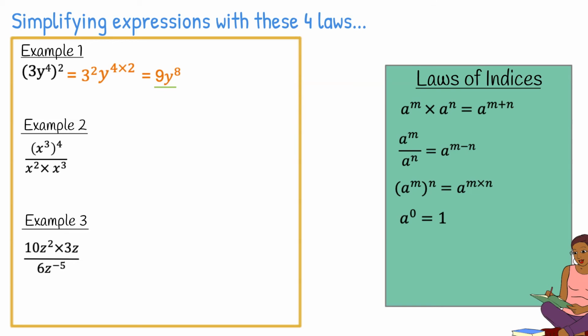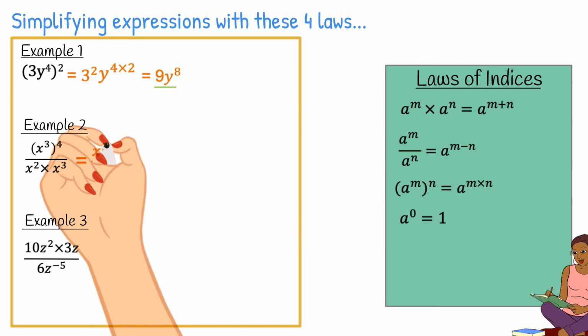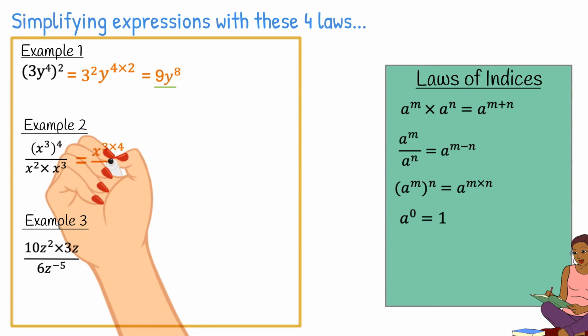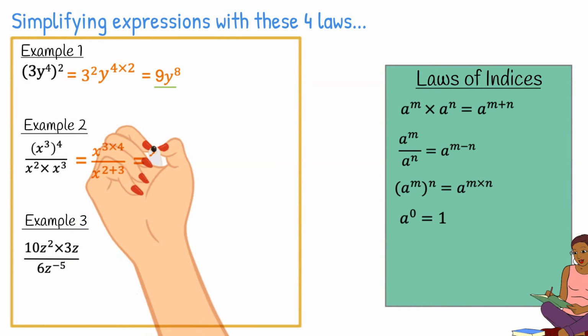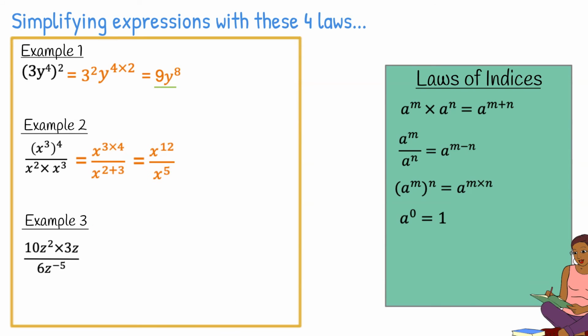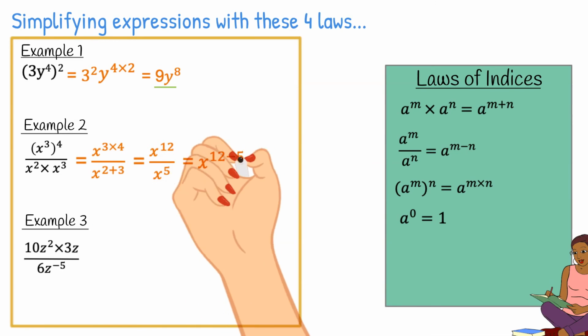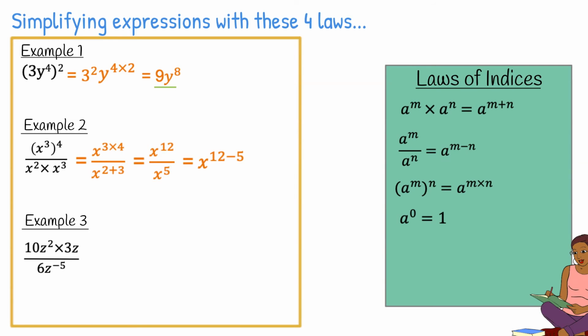Example number 2 starts to look a little bit scary, but if we look at just the top of the fraction, we can simplify it by using the brackets law, so multiply the indices. And then our bottom, the multiplication law, so plus together the indices. And this all simplifies to x to the power of 12 over x to the power of 5. And then using our division law, we can subtract the indices, and I get x to the power of 7.